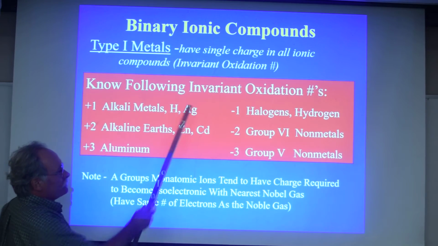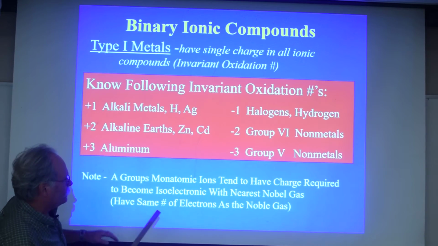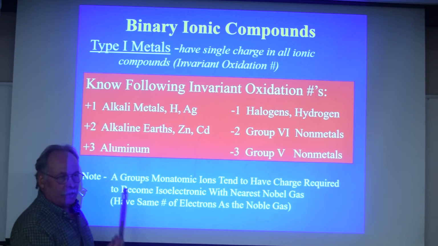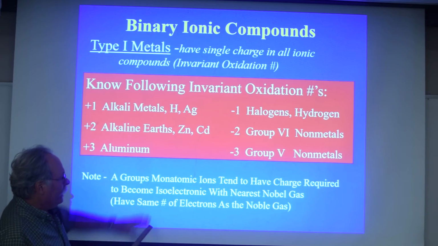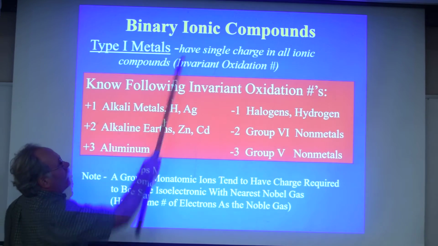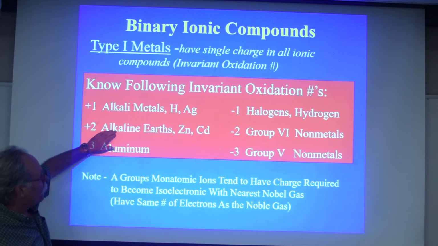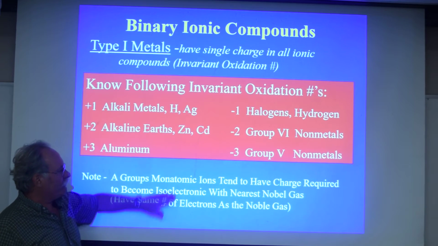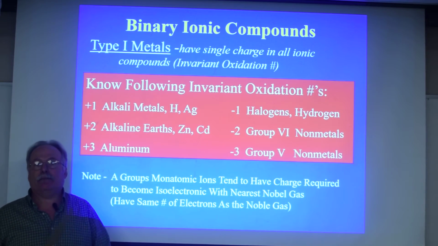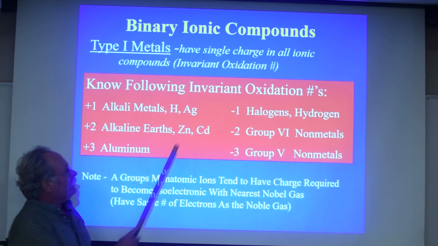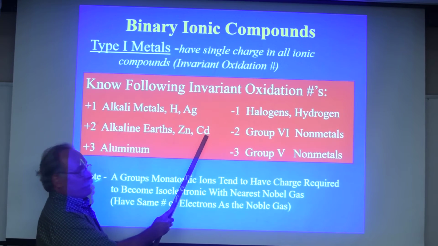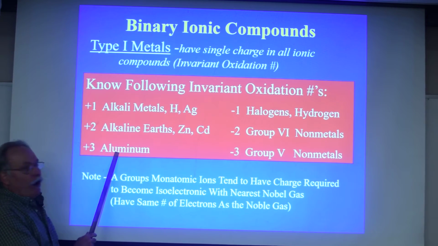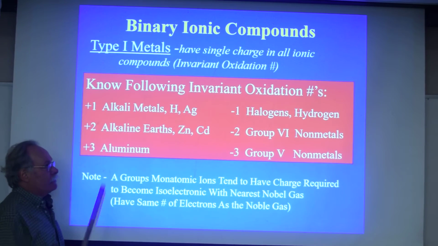So the alkali metals and silver always form +1 cations. And you can understand this because if they lose one electron, they have the same number as the nearest noble gas. Okay? And this is the principle for these type 1 compounds. Alkaline earths, zinc and cadmium: for the alkaline earths, if they lose 2 electrons, they have the same number as the nearest noble gas. Zinc and cadmium and silver, you have to memorize these. It's a little bit more complicated. These are transition metals. Aluminum, always +3. Gallium is also always +3.